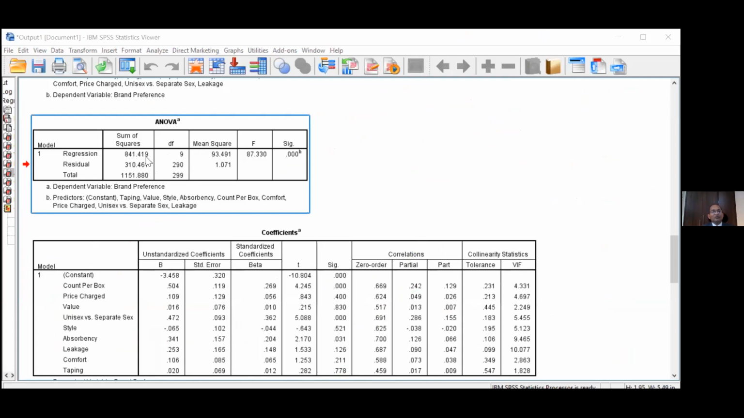And how is the mean square calculated? We simply divide the sum of squares by the degrees of freedom. 849 divided by 9, we have 93. 310 divided by 290, we have 1.097. Okay. Any other question? So I explained the ANOVA table again.